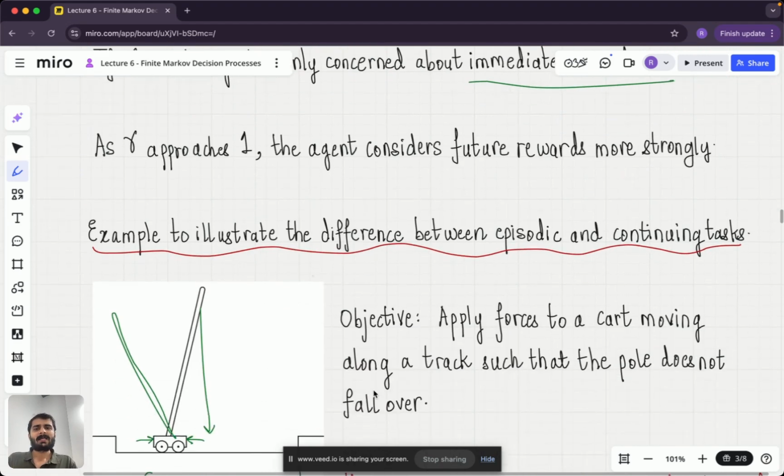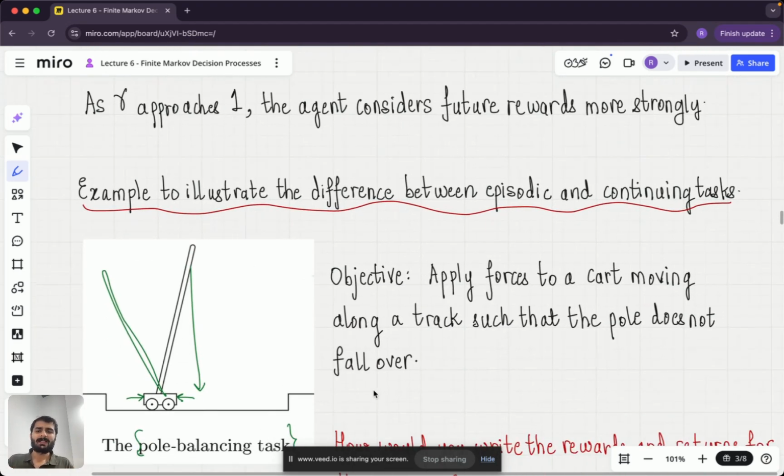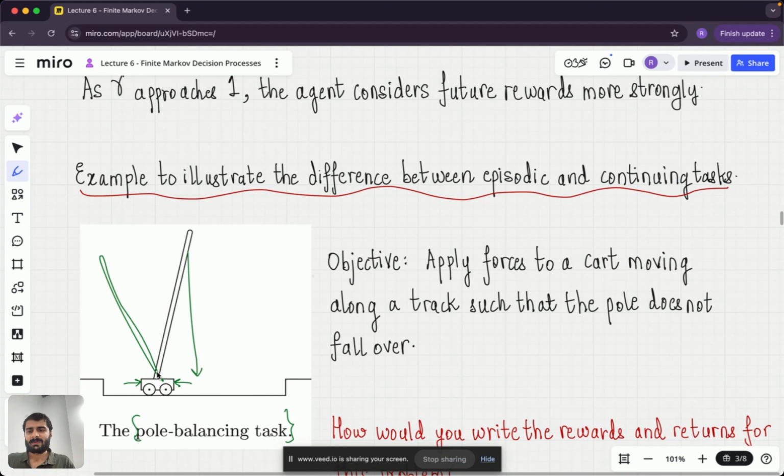We will try to understand this with a very nice example, and the example is that of a pole and a cart system. So what happens here is that, let's say, whatever I have drawn in black is the pole and this is the cart. Now, if the cart is stationary, because of gravity, the pole is going to come down. So the objective here is that I want to apply forces to the cart in such a way that the pole does not fall over.